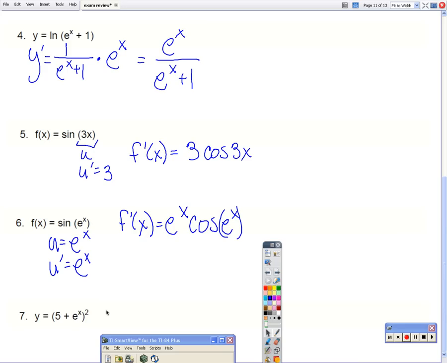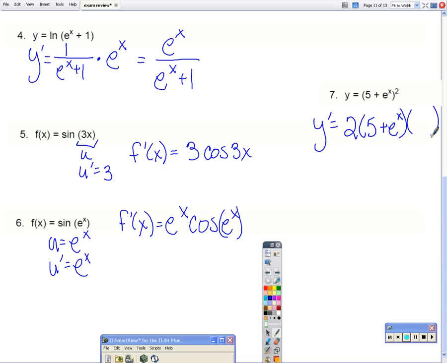For number 7, we have to use chain rule. So y prime is 2 times 5 plus e to the x times the derivative of 5 plus e to the x. The derivative of 5 is 0. The derivative of e to the x is itself. So to write that, it's going to be 2 e to the x times 5 plus e to the x.